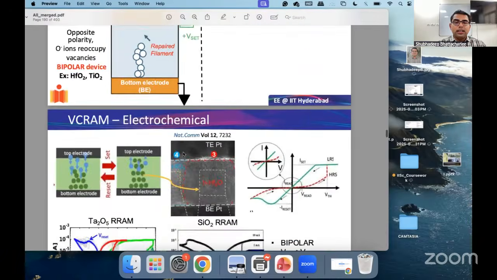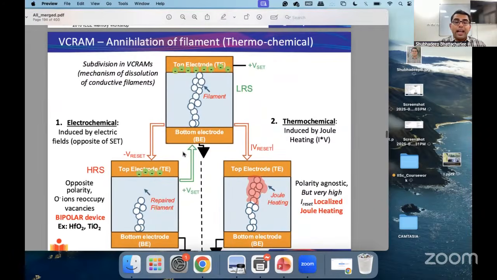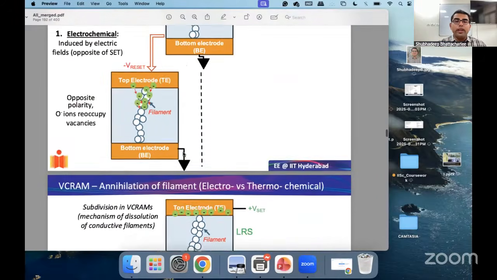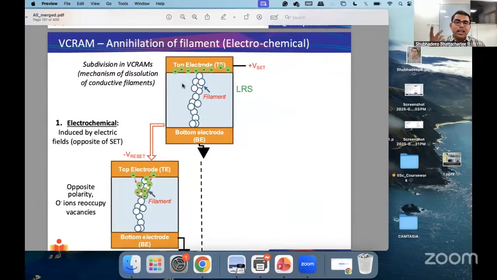Now, how does the annihilation of this filament happen? This is how the filament gets created. The annihilation of the filament can happen in two ways. One is the electrochemical process. This was your initial state after set. A positive set bias pulled anions from these filaments into the top electrode. Now, the simpler idea is to push them back. If you want to annihilate the filament, just push them back.